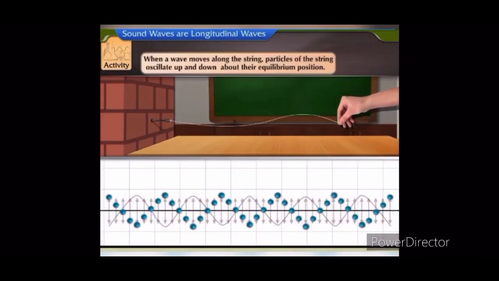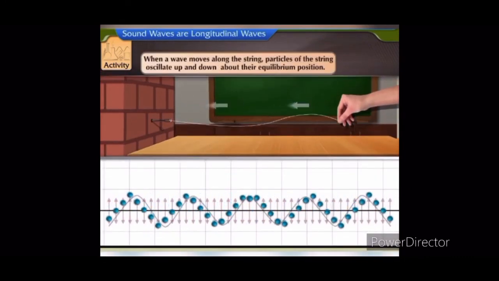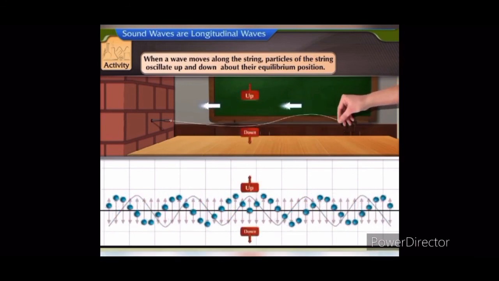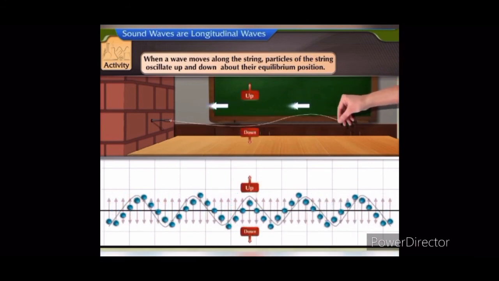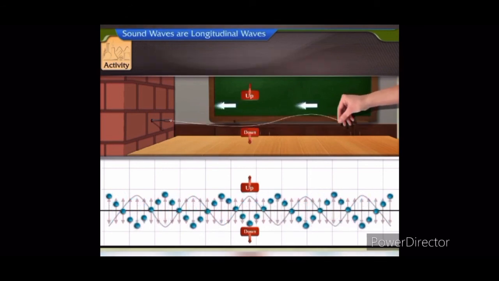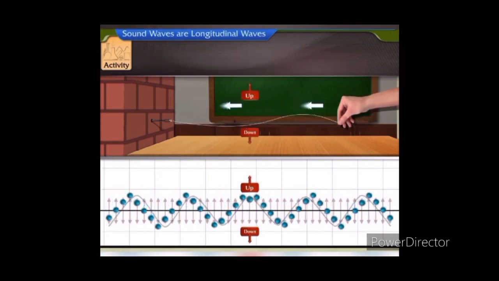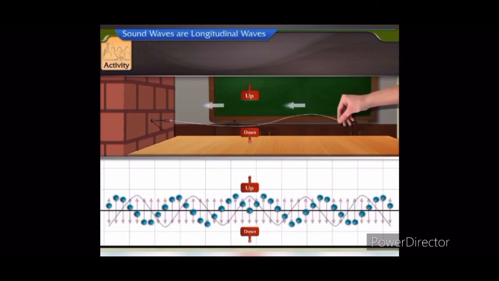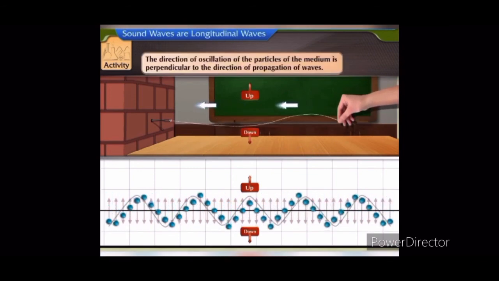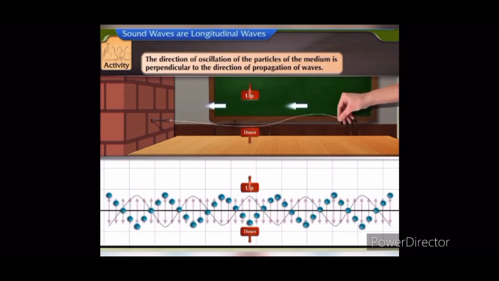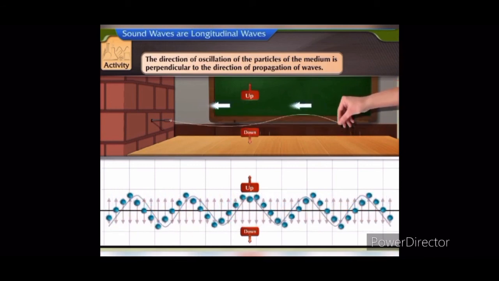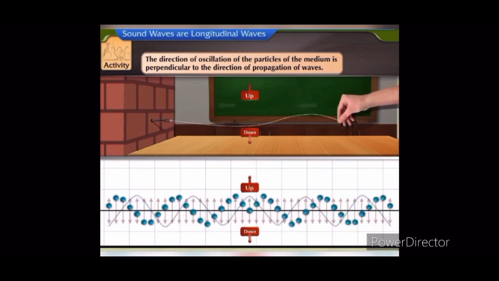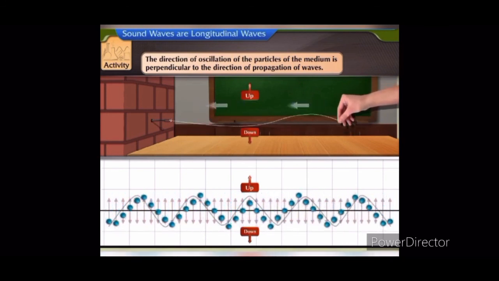When a wave moves along the string, particles of the string oscillate up and down about their equilibrium position. Such a type of wave is called a transverse wave. Here the direction of oscillations of the particles of the medium, that is, the string here, is perpendicular to the direction of propagation of waves.